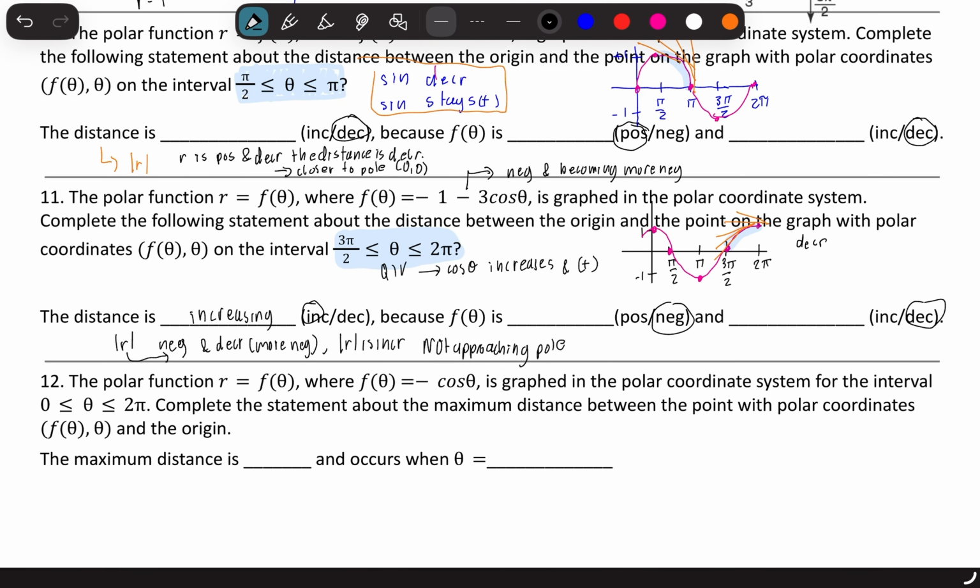The polar function r is equal to f of theta, where f of theta is negative cosine theta. It's graphed in the polar coordinate system for the interval 0 is less than or equal to theta, less than or equal to 2 pi. Complete the statement about the maximum distance between the point with the coordinates f of theta and the origin. So the max distance from the origin.